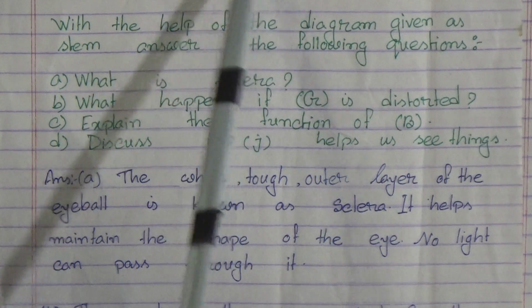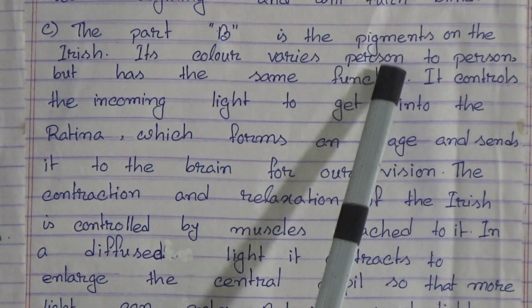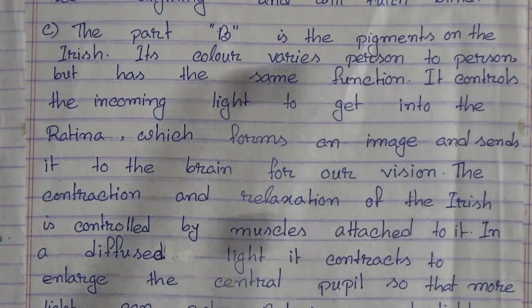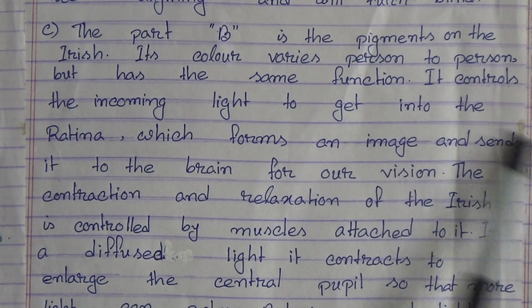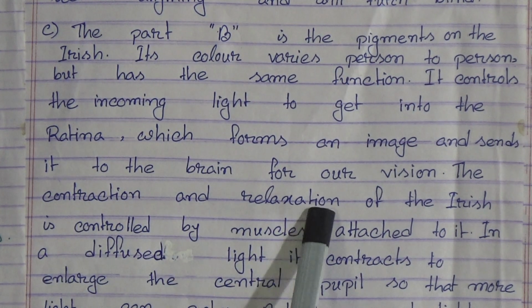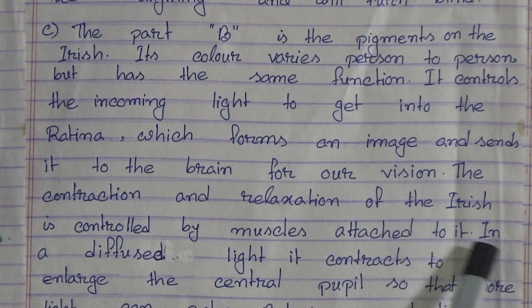Number C, explain the function of B. Here a lens is marked, and it is called B. Here you can see the picture of an eye. The part B is the pigment of the iris. Its color varies from person to person. It has the same function. It controls the incoming light to get into the retina, which forms an image and sends it to the brain for our vision. The contraction and relaxation of the iris is controlled by muscles attached to it.